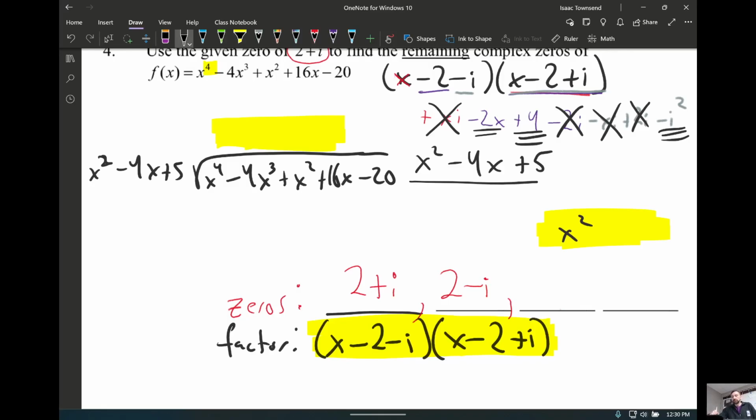Okay, but same process. So it looks like if we get x squared, because x squared times x squared is what gives me x to the 4th. Then multiply it to this. Then multiply it to this. Change the signs and add.